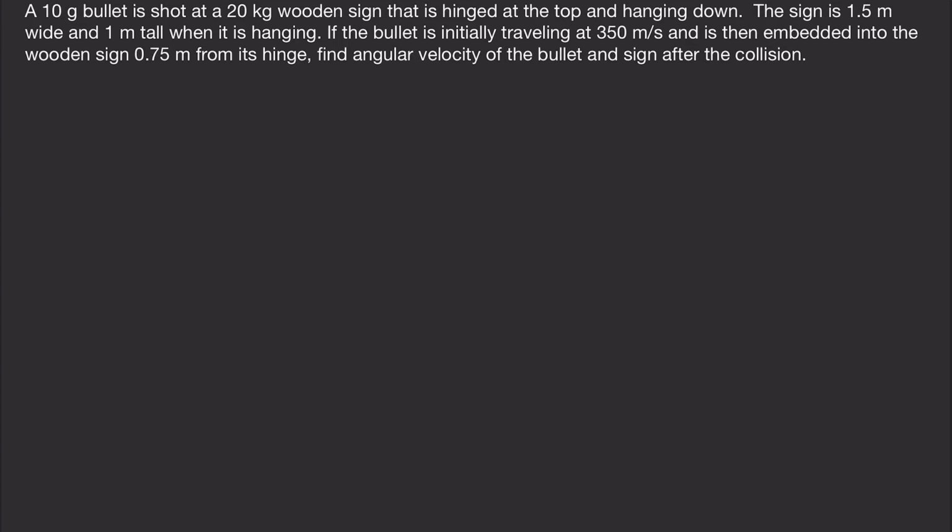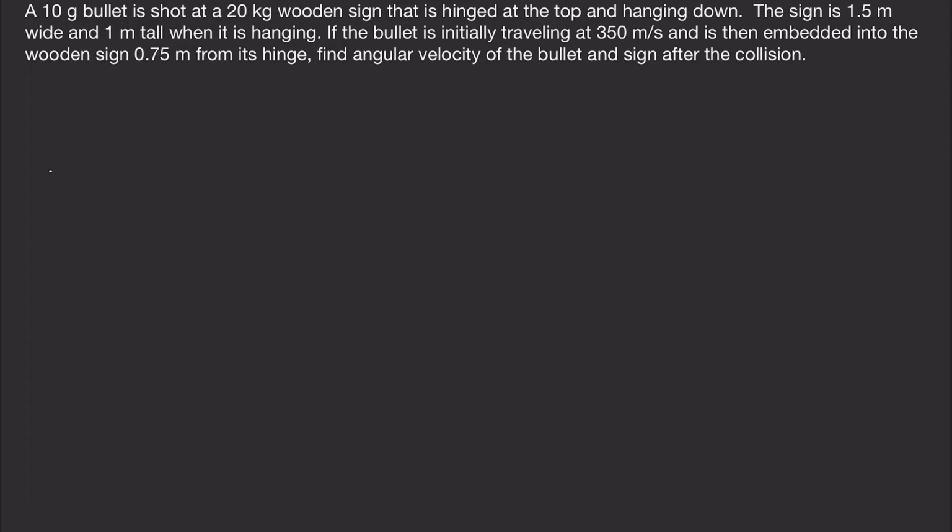In the next problem, we have a 10-gram bullet that is shot at a 20-kilogram wooden sign that is hinged at the top and hanging down. The sign is 1.5 meters wide and 1 meter tall when it is hanging. If the bullet is initially traveling at 350 meters per second and then is embedded into the wooden sign 0.75 meters from its hinge, find the angular velocity of the bullet and sign after the collision.